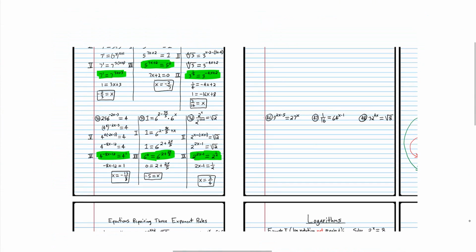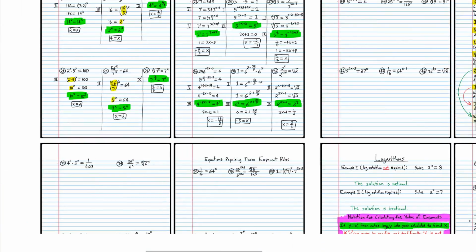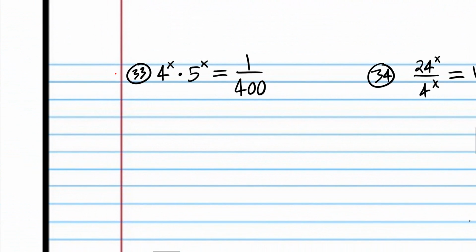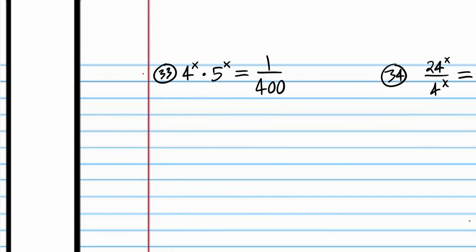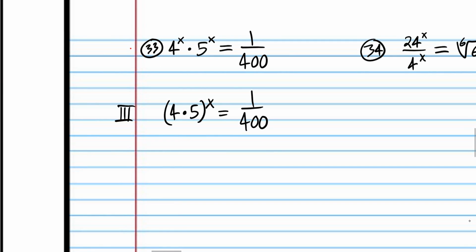Okay, on to number 33. Just doing some more problems here. So we're going to use rule number 3 first. And you can go back and check rule number 3 if you're not sure why that worked. 4 times 5 is 20, so we have 20 to the x power. You don't really need the parentheses, but it might help to write those. I'm just going to erase them and highlight that. So 4 times 5 became 20.